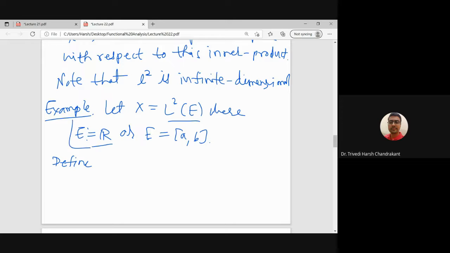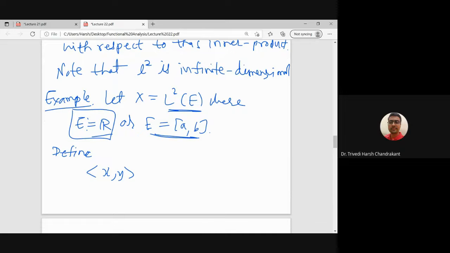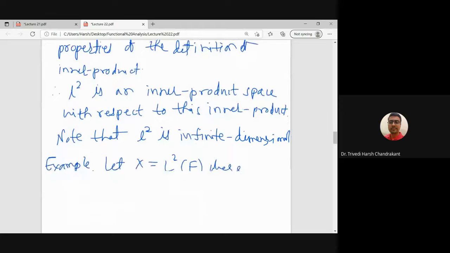So I think you have not seen this type of Lebesgue integrable function, but at least you know what the Lebesgue integrable functions over the closed interval [a, b] are. So you just consider those functions. So define the inner product of x with y. So x and y are Lebesgue integrable functions on the closed interval [a, b]. Then we define the inner product the same way we defined it here.